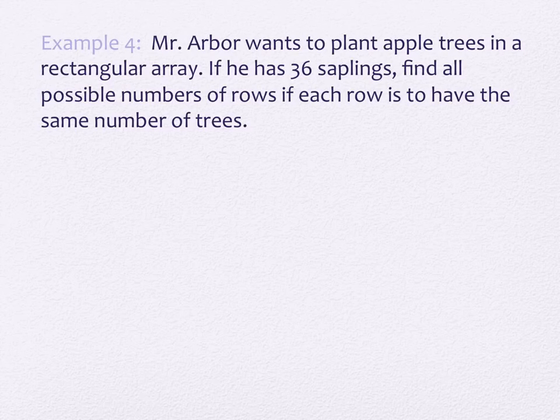Okay, let's read through this one. We'll pause and we'll pick up next time. Mr. Arbor wants to plant apple trees in a rectangular array. Okay, so we're going to put them in an order in a rectangle. It says if he has 36 saplings, find all possible numbers of rows if each row is to have the same number of trees. Can you guys picture what's going on?